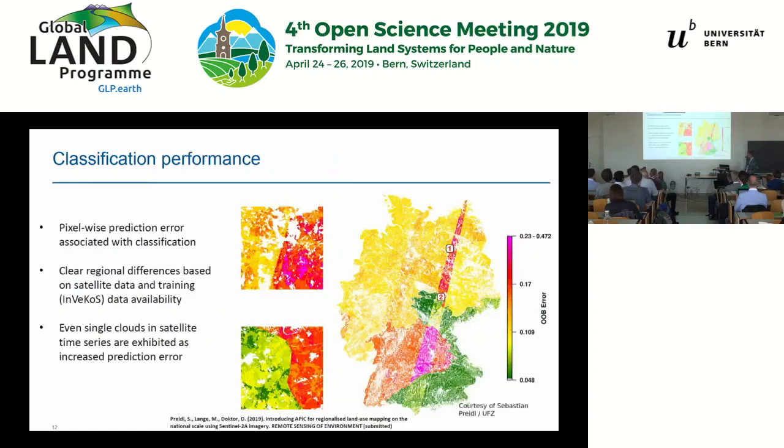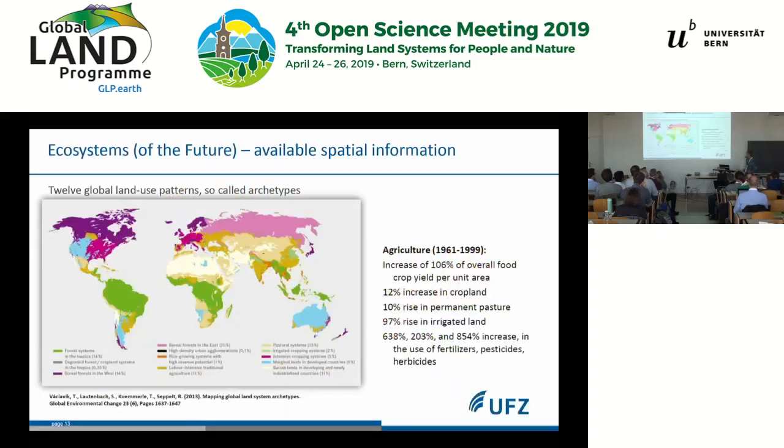And as we heard, uncertainty is important. We also can attribute a classification error for each pixel, which is of course related to data availability. You can see non-overlap of the Sentinel stripes, which transposes into the model. And that's then also not only regionalizable, but also scalable and transferable to other regions to hopefully map the ecosystems of the future globally in the future. Thank you.